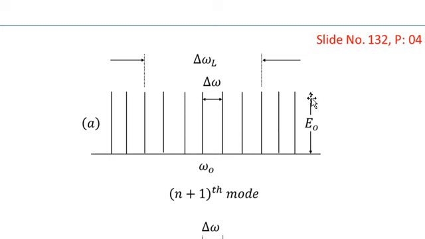And you know that E naught is the amplitude of each mode. So all the modes in case A have equal amplitudes. And delta omega L is the line width of the mode profile. So this is the mode profile, and delta omega L is the bandwidth of the mode profile. Here I am plotting these modes in terms of the angular frequency omega. You can also plot this in terms of the linear frequency delta nu.